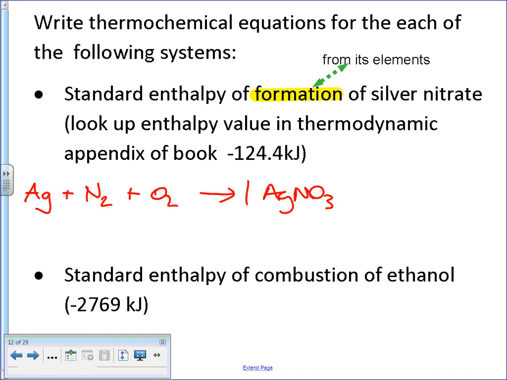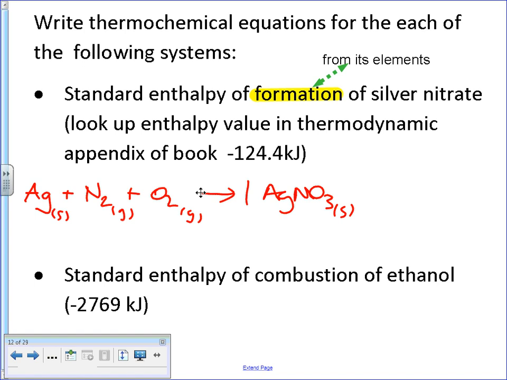You have to write it from its elements, not its ionic compound or ions. So silver would be a solid, nitrogen would be a gas, oxygen would be a gas, silver nitrate would be a solid because it's ionic. Anything that's ionic is going to be solid unless it's in solution. So balance them. 3 halves on the oxygen and 1 half on the nitrogen.